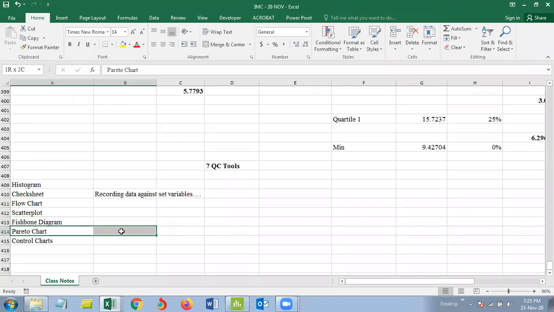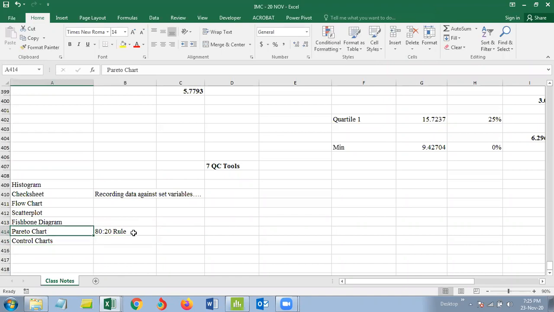Anyone can tell me what is a Pareto chart? What is the other name of Pareto chart? Sir, 80-20 rule. Absolutely, 80-20 rule. So I'm sure we all are familiar with Pareto chart, everyone. Yes, sir. And the control charts we will be covering in the control phase. That will be tomorrow.